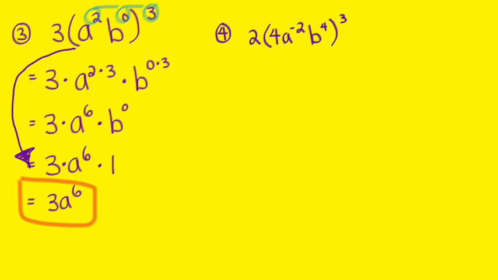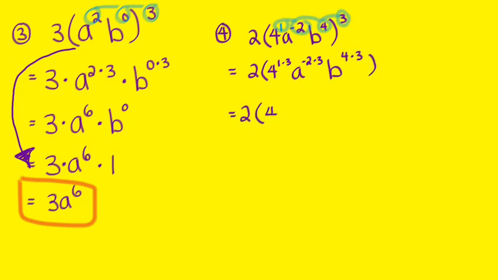Let's take a look at this. Again, the 2 on the outside is separate, right? It's not inside the parentheses. It doesn't get the 3rd power, but everybody else does, right? So I know that 4 gets the 3rd power, and a to the -2nd gets the 3rd power, and b to the 4th gets the 3rd power. So I end up with 2 times 4 to the 3rd, a to the -6th, and b to the 12th.